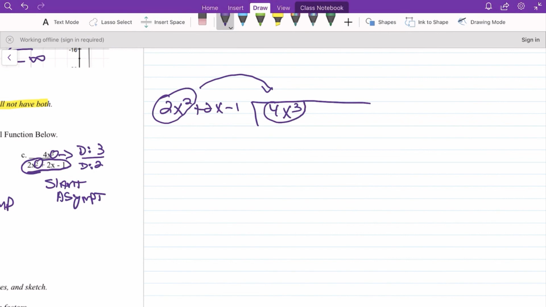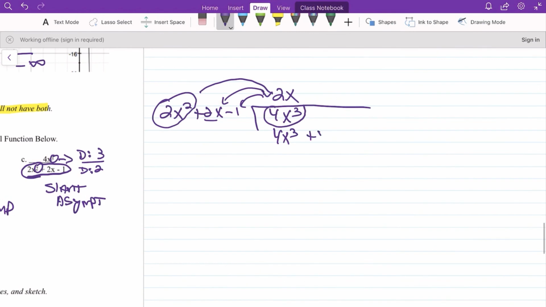All right, so the only thing that's going to work here is going to be 2x, because 2x times 2x squared would give me 4x cubed. And then I also have to multiply the 2x times both of these. So 2x times this 2x is going to be 4x squared, and then 2x times negative 1 is minus 2x.